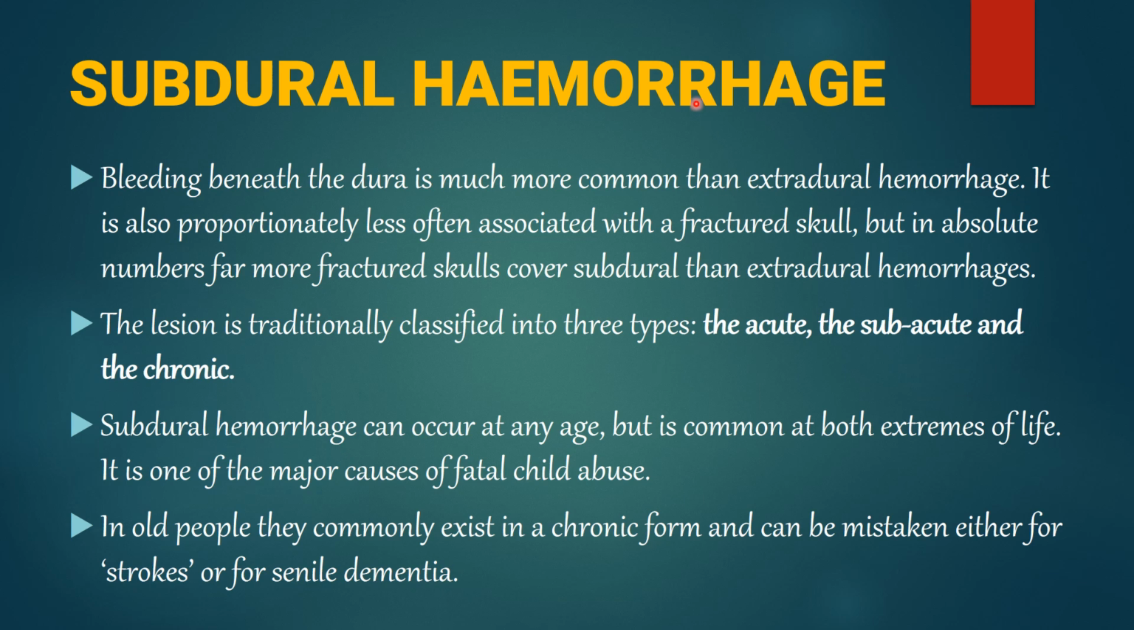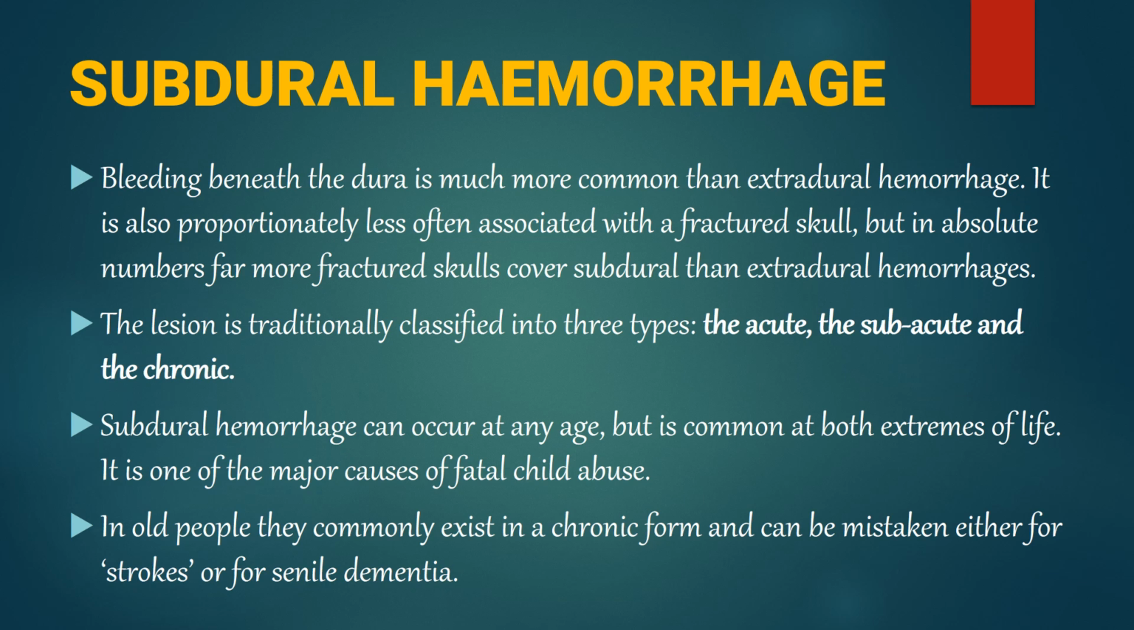Subdural hemorrhage can be acute, subacute, and chronic. Acute subdural hemorrhage develops right at the time of application of force. Subacute or chronic subdural hemorrhage takes some time to develop. Subdural hemorrhage can occur at any stage, but it is most common at the extremes of life, that is at the young age and the older age.